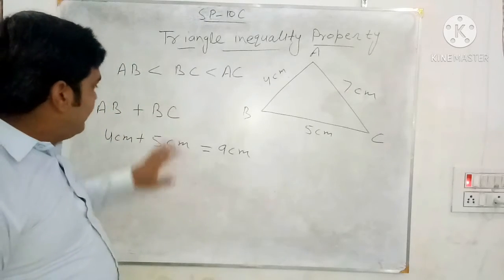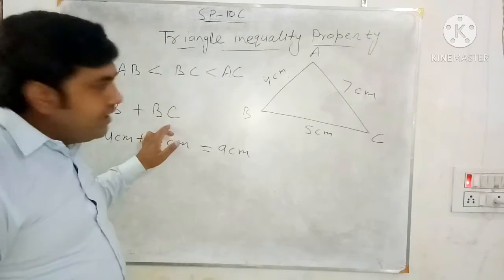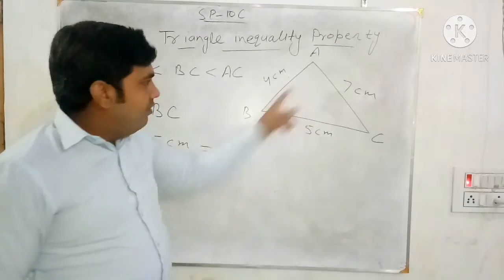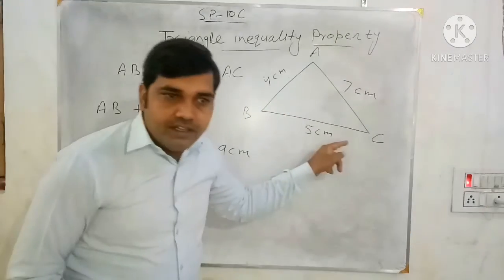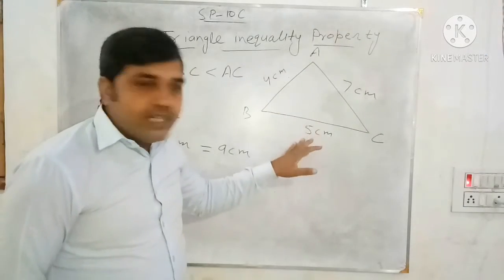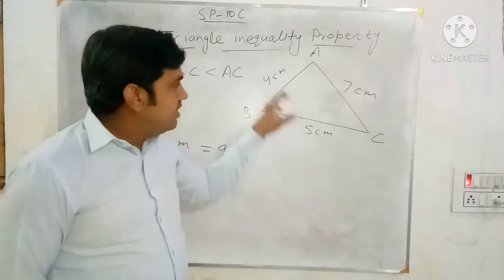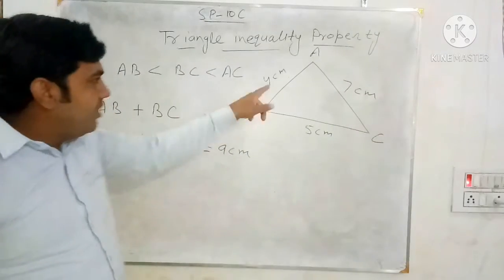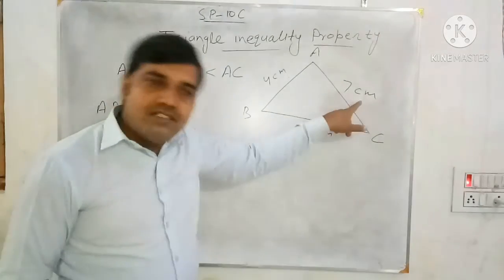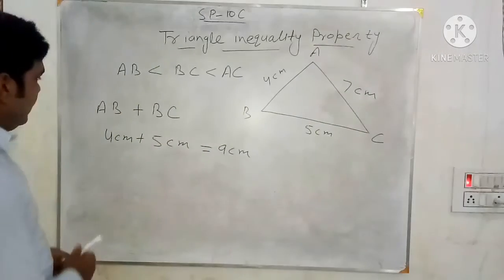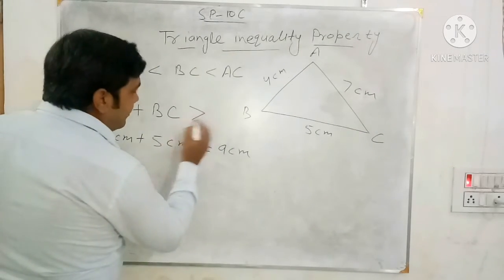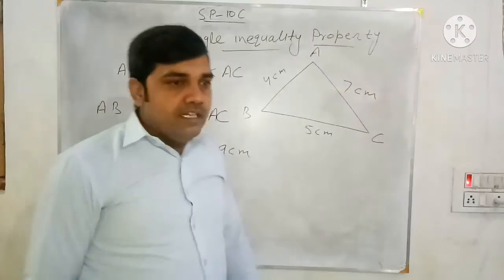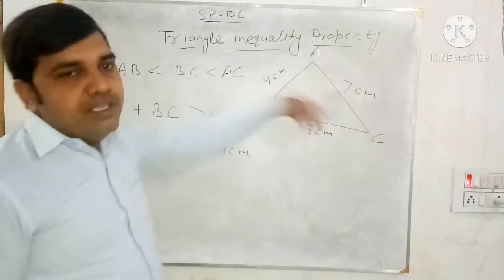This means the sum of these two sides AB and BC must be greater than the third side AC, because in this triangle we have taken two sides only: one side AB and the other side BC. The sum of the lengths of these two sides is greater than the third side AC. As you see, the sum I got is 9 cm, and 9 cm is greater than 7 cm. So that is the logic here. What we write is AB plus BC is greater than AC. That is the first theorem of the inequality of the triangle: the sum of any two sides of a triangle must be greater than the third side.